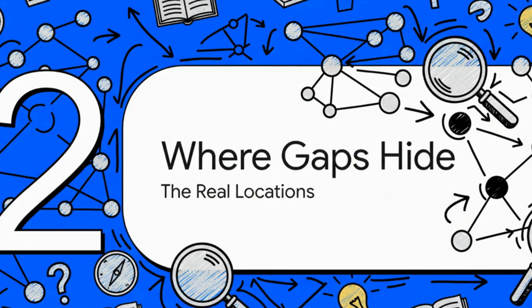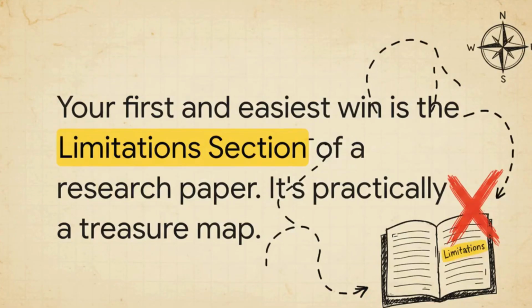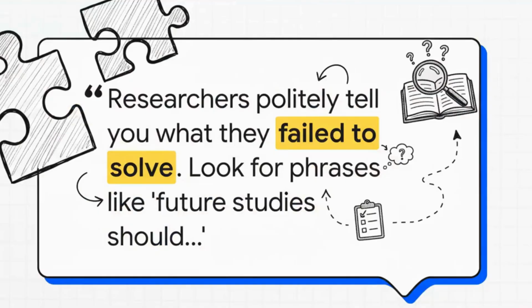Let's get practical. Your first stop, and honestly, the easiest win you're going to get, is the limitations section of a research paper. Seriously, start thinking of this section as a treasure map. This is literally where researchers tell you, point blank, what they couldn't figure out. They are handing you a to-do list for your own research. So when you see phrases like "future studies should examine" or "the underlying mechanism remains unclear," that's not just boilerplate text. That is a direct invitation for you to jump in.